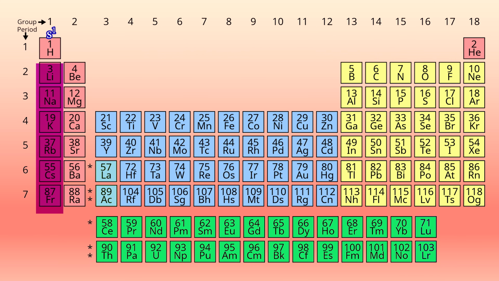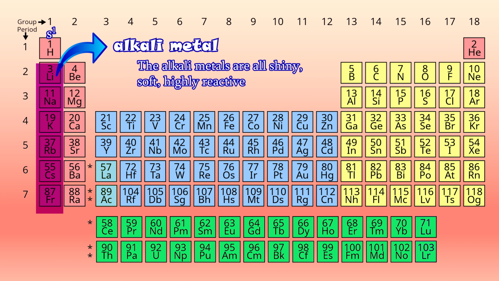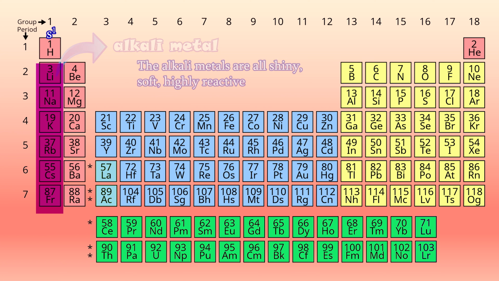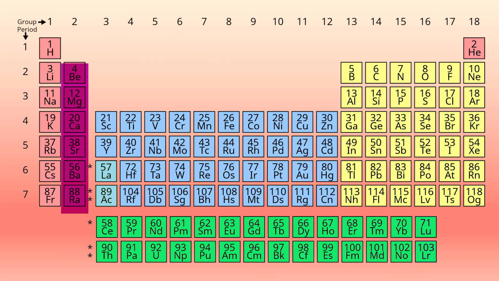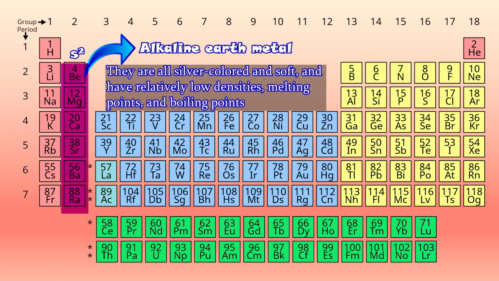Group 1, whose elements end up with s1, is called alkali metals. The alkali metals are all shiny, soft, and highly reactive. Group number 2, whose elements end up with s2, is called alkaline earth metals. They are all silver colored and soft, and have relatively low densities, melting points, and boiling points.